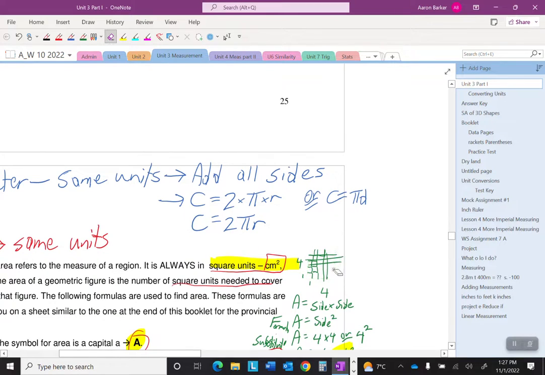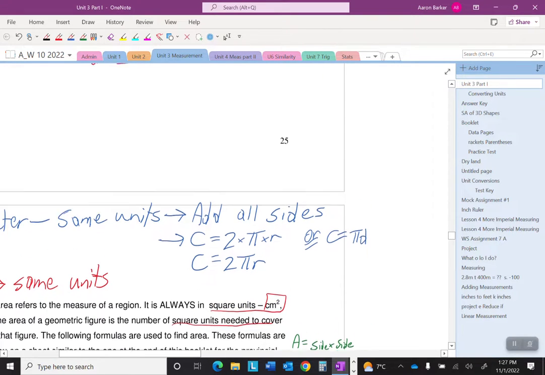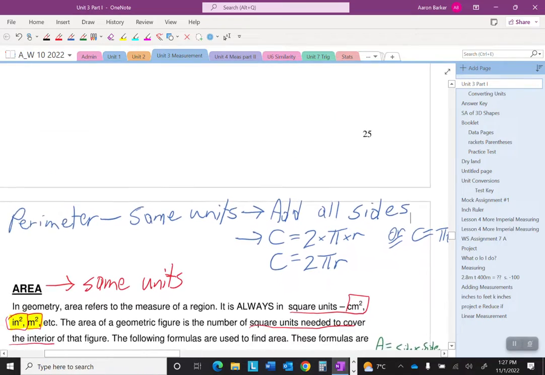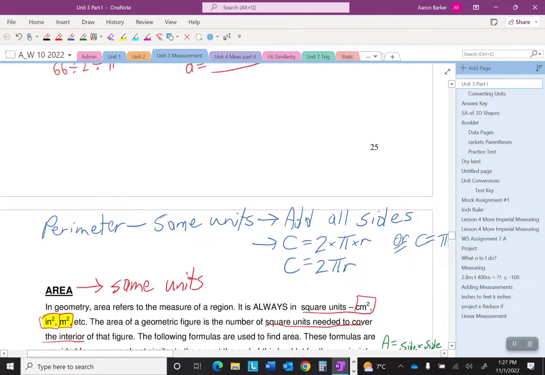So if we have a square, we're trying to find the square units. Okay. So our units for area are centimeters squared, inches squared, and meters squared. Okay. What we're looking to figure out is how many little squares fit inside a shape. So if we have a square that's 4 by 4, if this is 4 centimeters and 4 centimeters, how many 1 centimeter squares are fitting inside this object? That's essentially what you're asking.